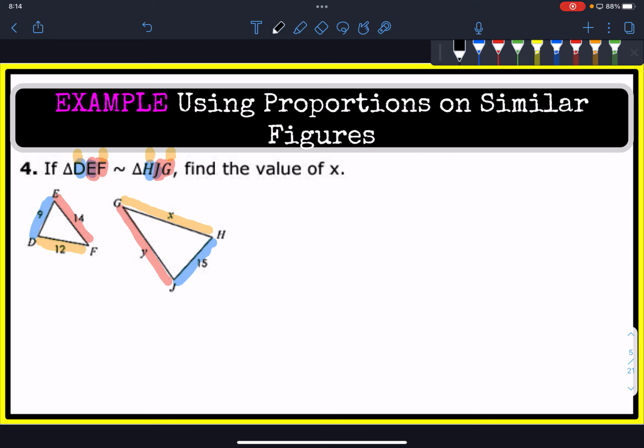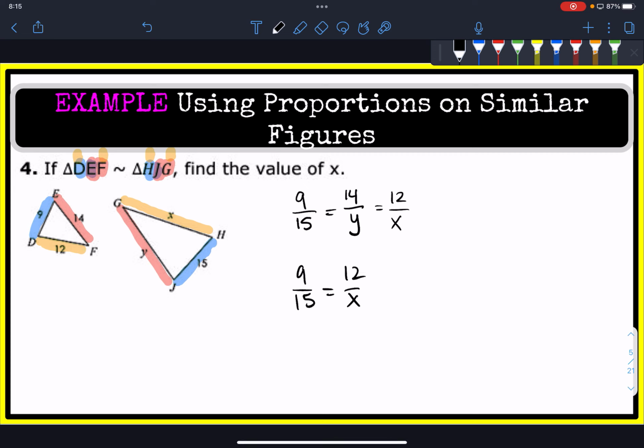So if I get the corresponding side of 9 and divide it by its corresponding side of 15, that's going to equal getting 14 and dividing it by its corresponding side of y, and 12 divided by its corresponding side of x. And because we're only looking for the value of x, these two things are also equal to each other. Since all three things are equal to each other, I can set up an equation where I can just set any two values that I want equal to each other. So here I can set up 9 over 15 equal to 12 over x.